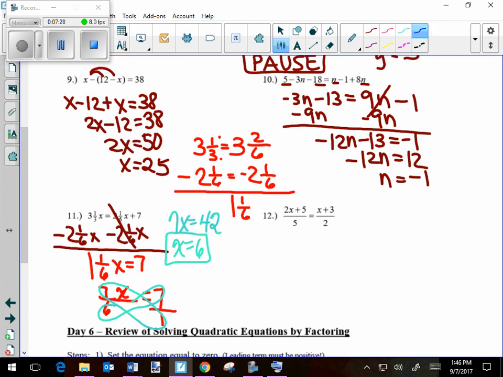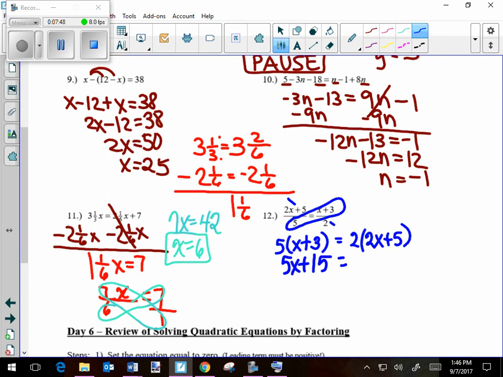In question 12, I would cross multiply to solve. So this is 5 times x plus 3. Just as a reminder, it's 5 times the quantity x plus 3. You want to make sure you're distributing that 5 through. And then the same thing happens on the other diagonal. It's 2 times 2x plus 5, distributing again. So 5x plus 15 equals 4x plus 10. When I solve, I get x plus 15 equals 10. x is negative 5.